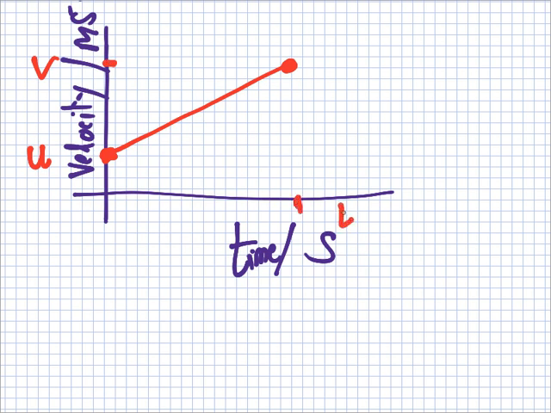Yeah? Okay. Now, continuing. This point here would be the point (T, V). Yeah? And what would this one be? (T, 0). (0, U), yeah.